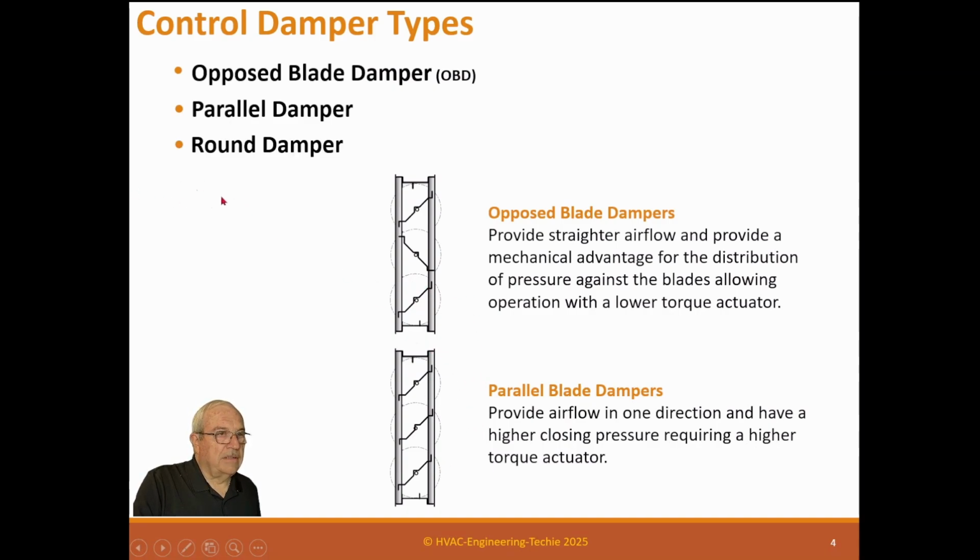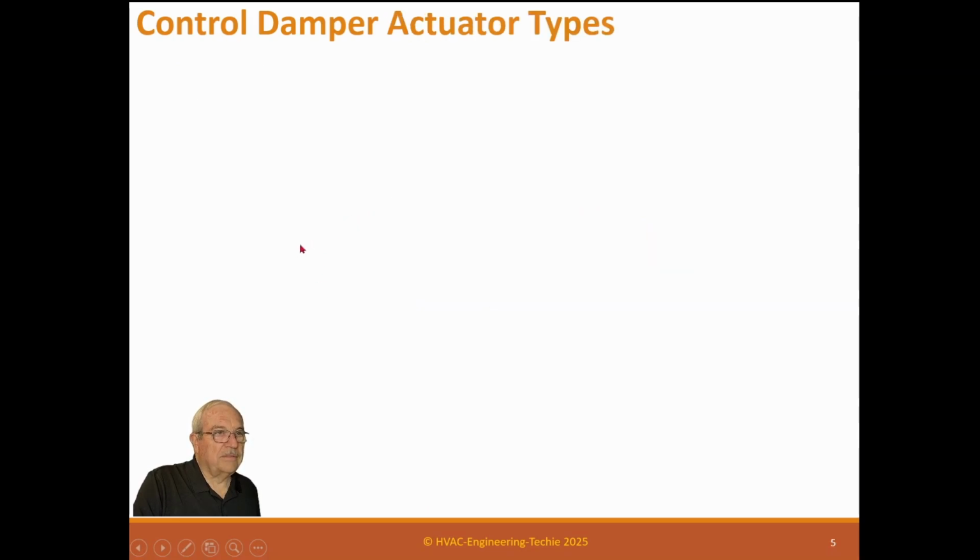And the third kind is a round damper, and a round damper is a control damper used in many applications, which is more like this damper than this damper. So it is a round damper. Now, some people have actually made an OBD for a round duct, but it's actually a square OBD with just round duct fittings.